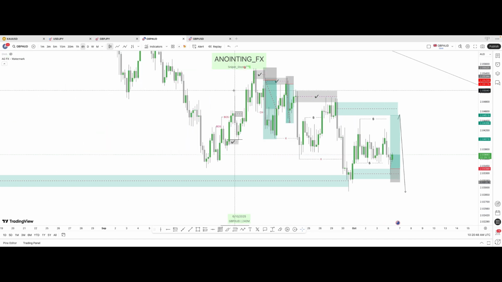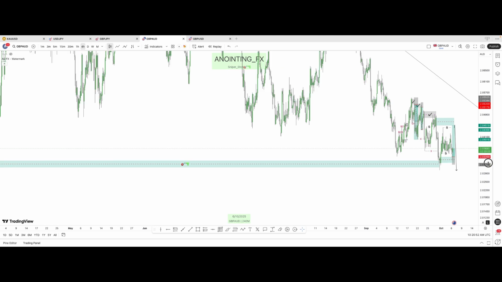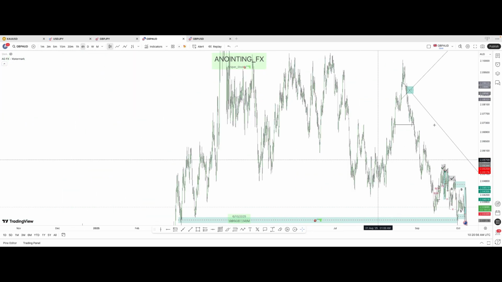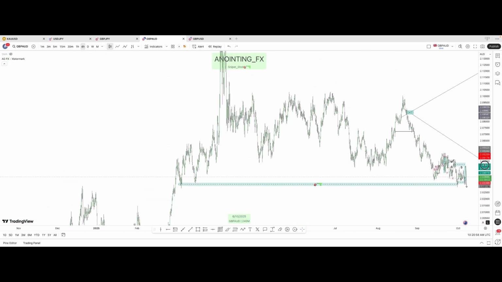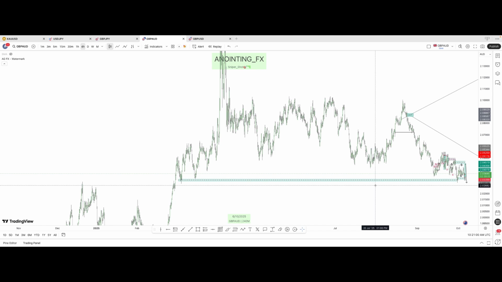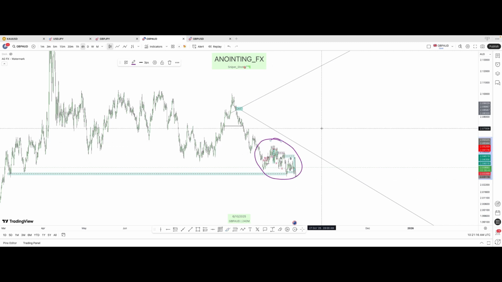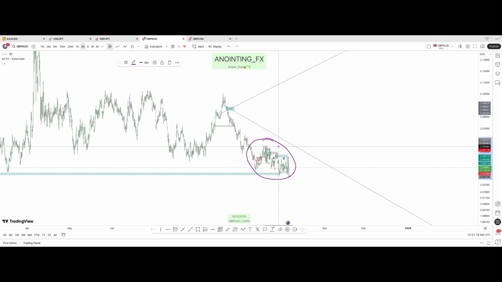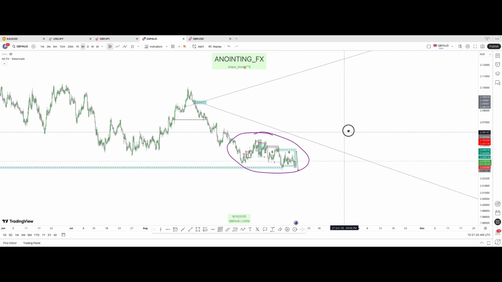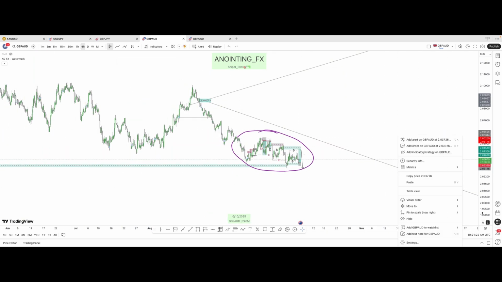Before, you may see your chart somewhere like this when you open it, or something like this, and you should only focus on the current price action. You don't scroll back so much. Just the current price action, and then you are good to go.